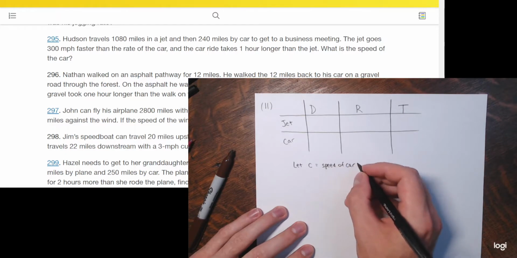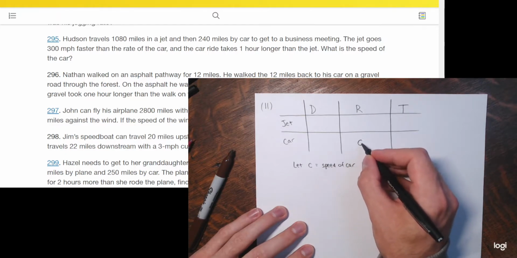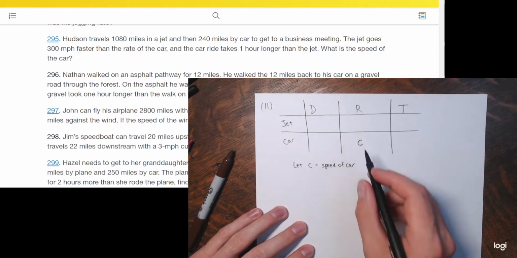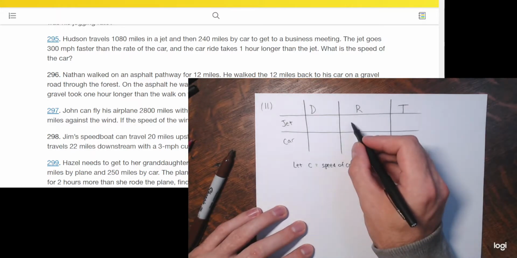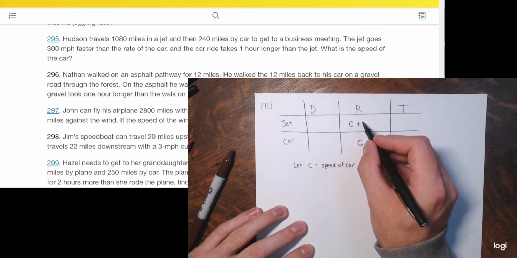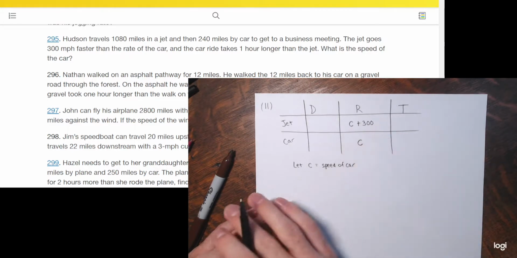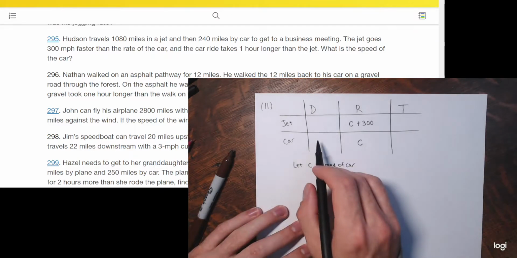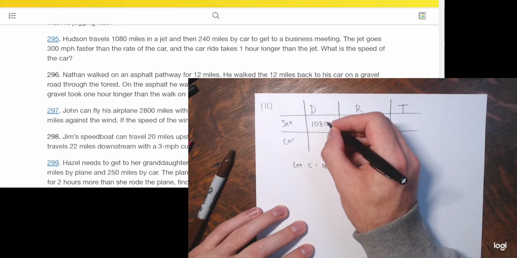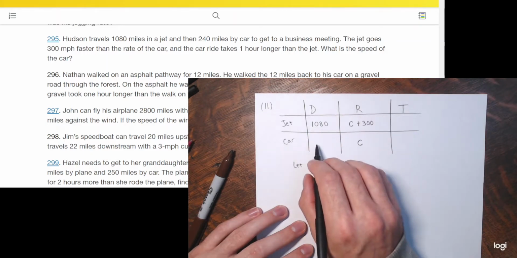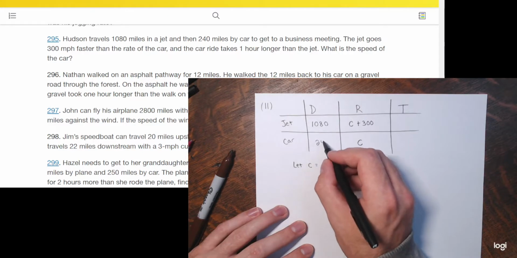So this is the rate of the car. So this is going here. Right? C in the car row under the rate. Now they said the jet travels 300 miles per hour faster. So the jet's rate would be C plus 300. Alright, now the distances this time are not the same, so this problem's a little different than examples 10 and 9. It says he travels 1,080 miles in the jet. Right. And the car, he traveled 240 miles.